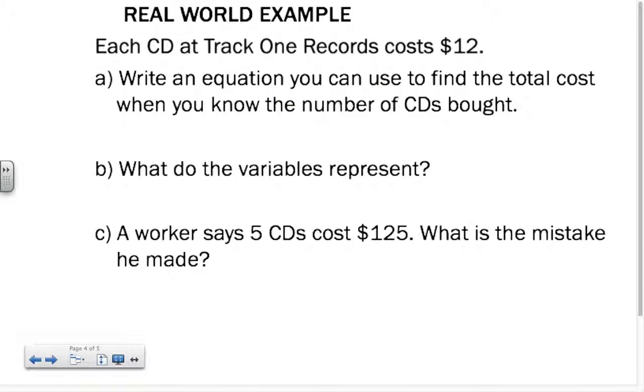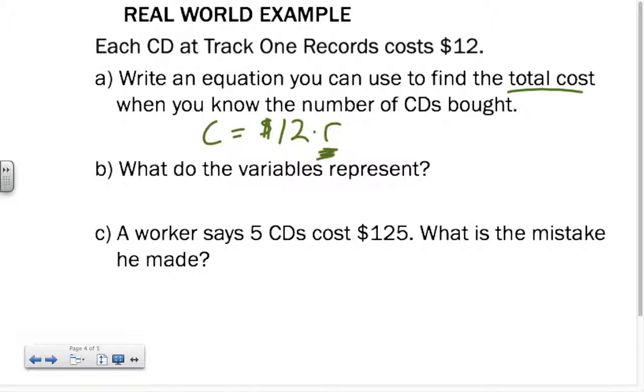Let's see a real-life application of this idea of bringing in variables into play. Each CD at Track 1 Records costs $12. Write an equation that you can use to find the total cost when you know the number of CDs bought. Well, we want to talk about this idea of total cost, so we can say C, I'm going to use C for cost, and it's going to be $12 per CD. Well, how can I represent CD? I'll just use, let's do R. So C equals $12 times R. For each R, we're going to have a cost.